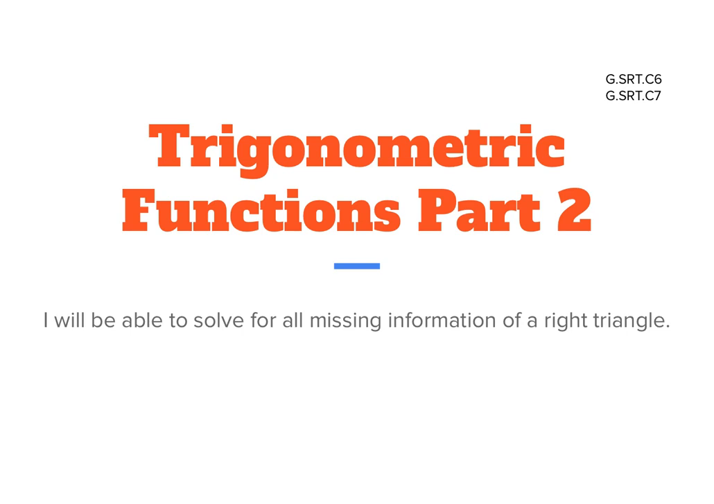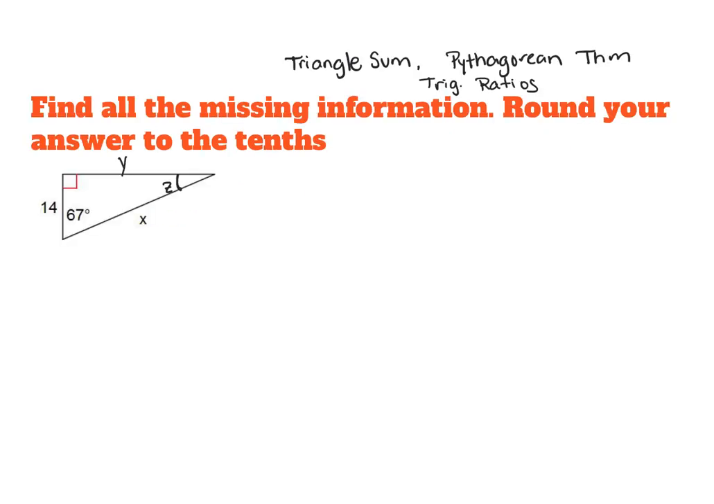Trigonometric Functions Part 2. After watching this video, I will be able to solve for all the missing information of a right triangle. In our previous lessons, we were learning about different ways to find missing information of right triangles. So now we want to combine everything to find all of the missing information. When we're talking about all of the missing, we're talking about all three sides and all three angle measures.